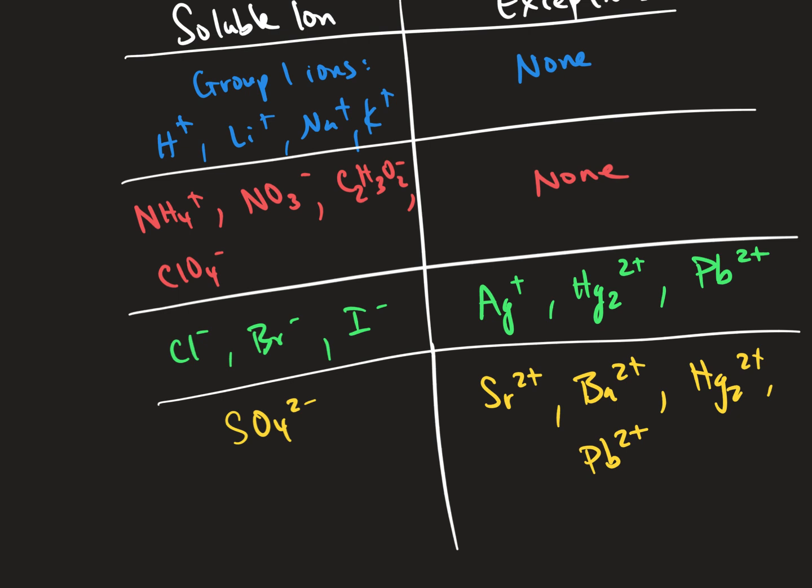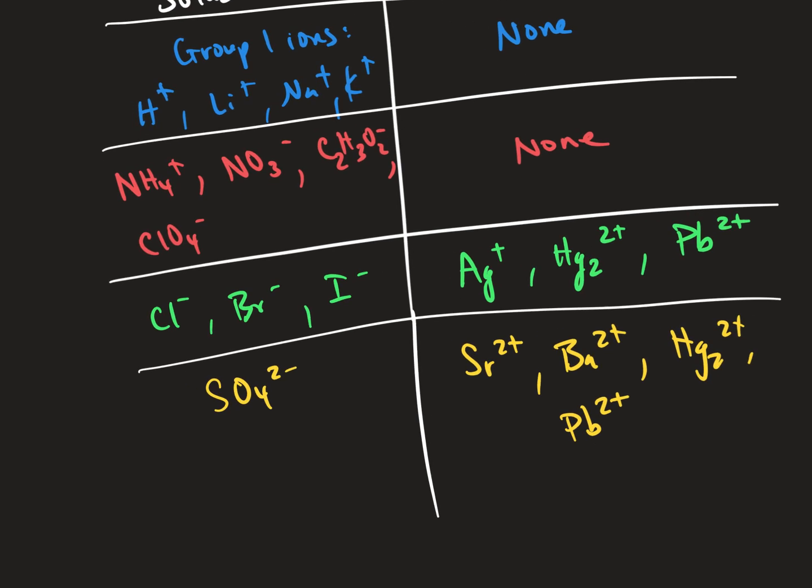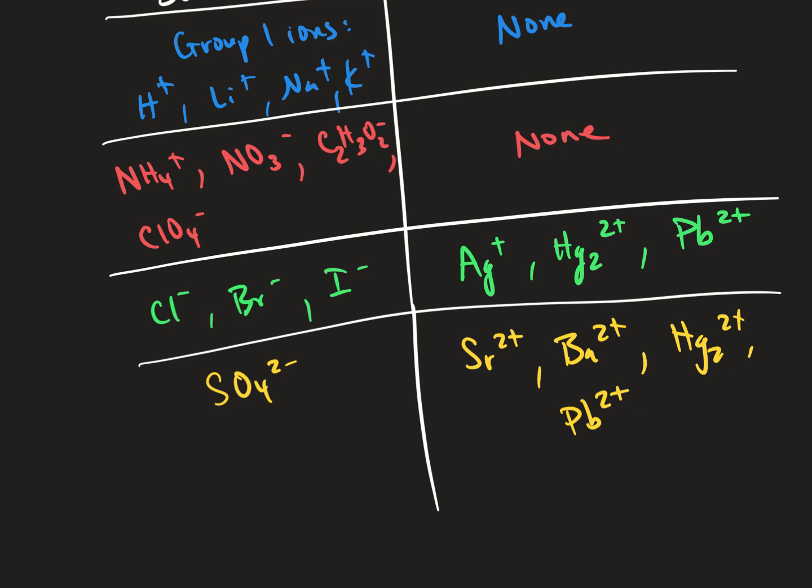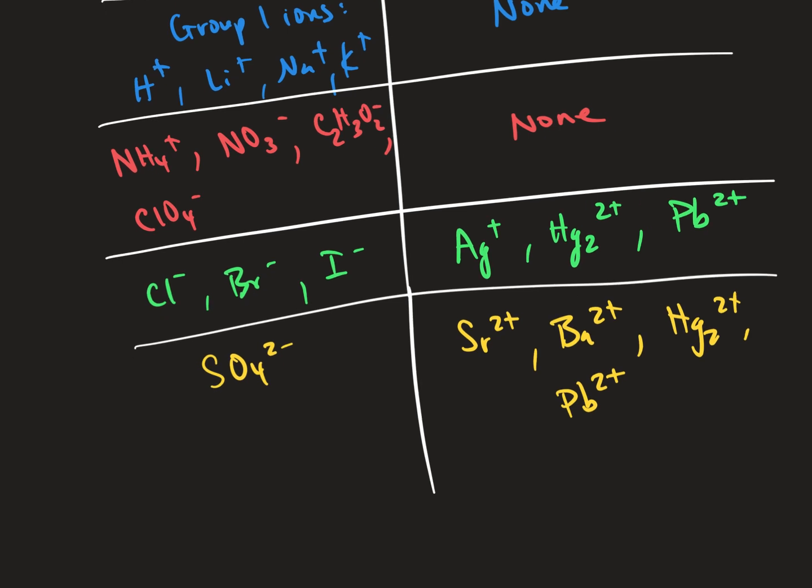Does that make sense what those words mean, soluble and insoluble? Soluble means it dissolves in water. Insoluble means it doesn't dissolve in water, so it's just going to remain a solid. Okay? So let's do a few examples here. Do y'all have these in your notes?